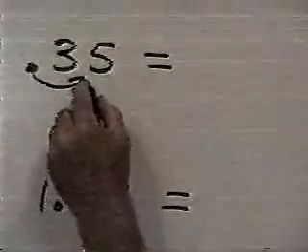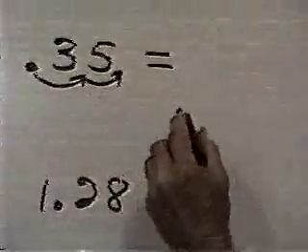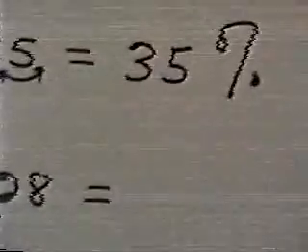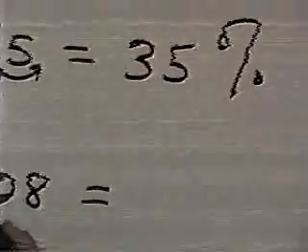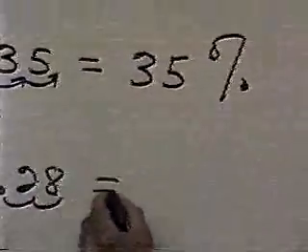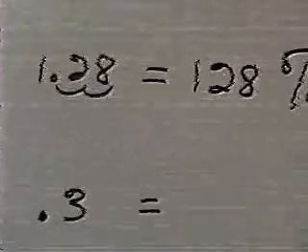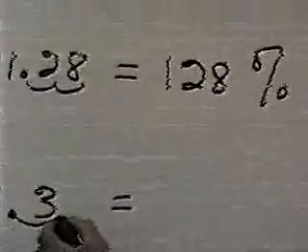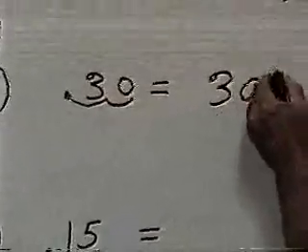So we'll move it 2 places to the right, and then tag on the word or symbol percent. Okay, here we move the decimal place 2 places to the right, and we have 128%. Okay, here we move the decimal place 2 places to the right. Well, we need to add a 0. So that's 30%.